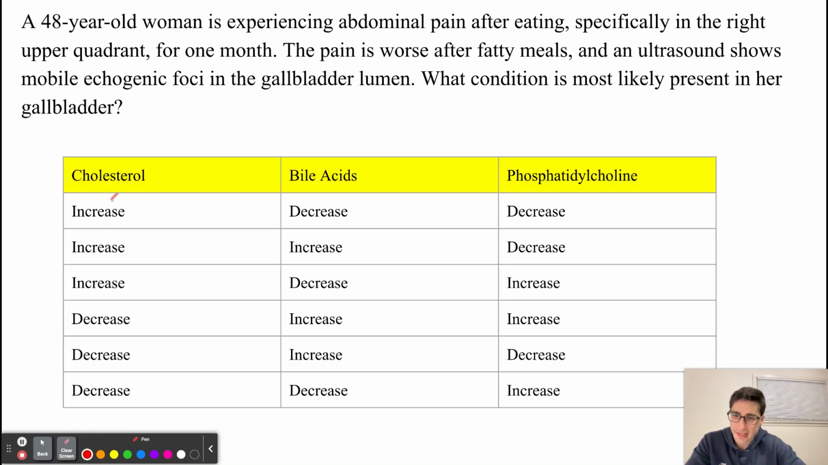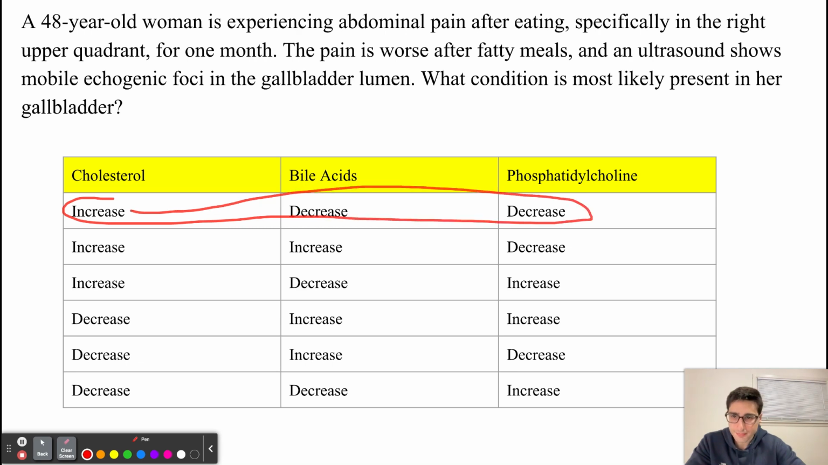So the correct answer was going to be this answer choice. We're going to have an increase in cholesterol levels, decrease in bile acids, and decrease in phospholipids like phosphatidylcholine in this patient who has gallstones.